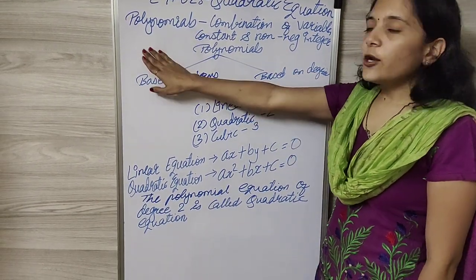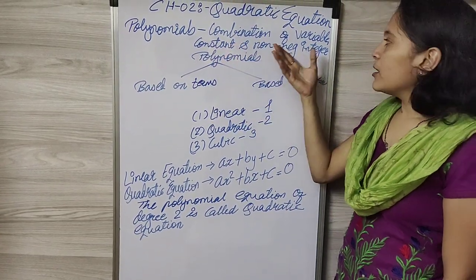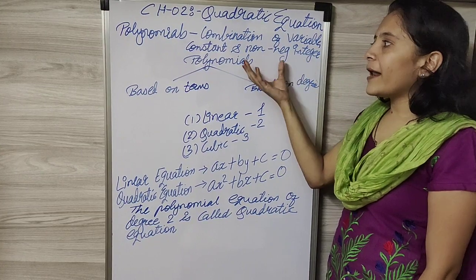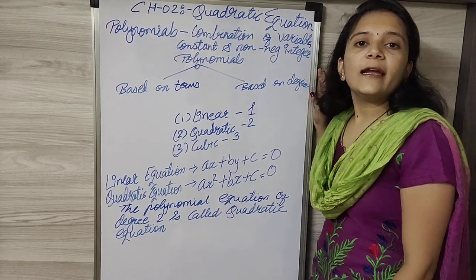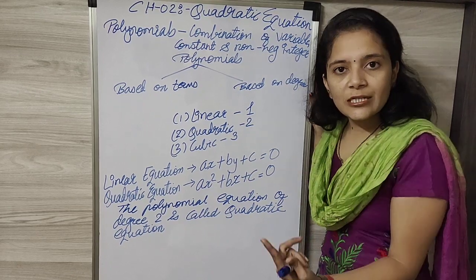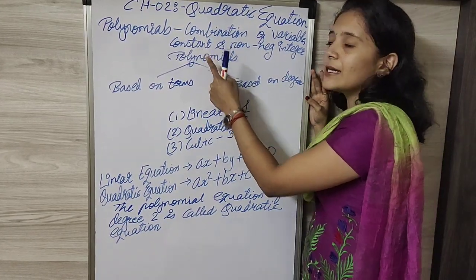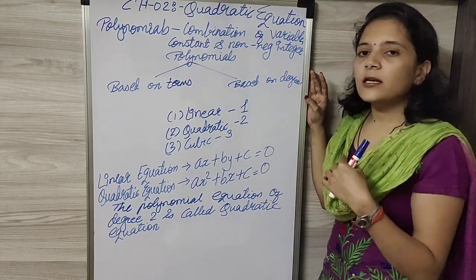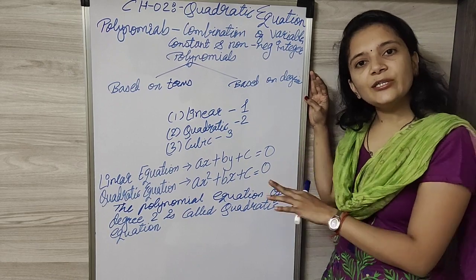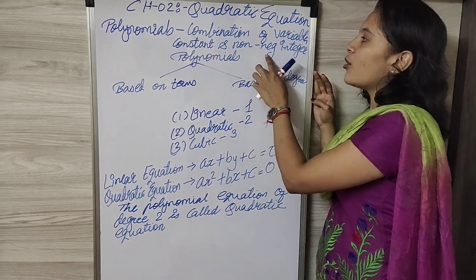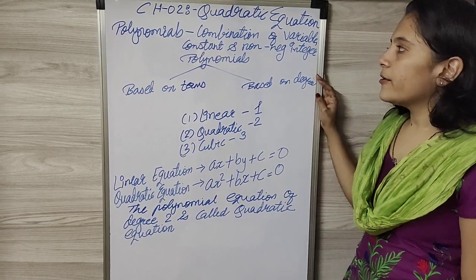So polynomials. What is polynomials? Polynomials is the combination of variables, constant and non-negative integers. Now what is variables? The value that goes on changing with the condition is called variables. What is constant? The value that does not change, that remains the same with the condition, that is constant, and non-negative integer is a whole positive number, right?